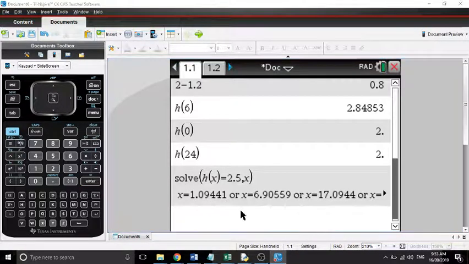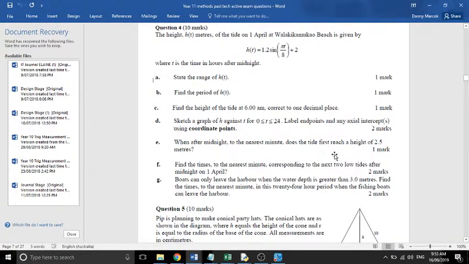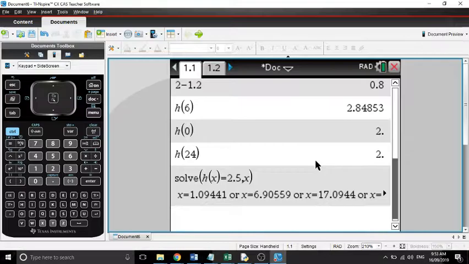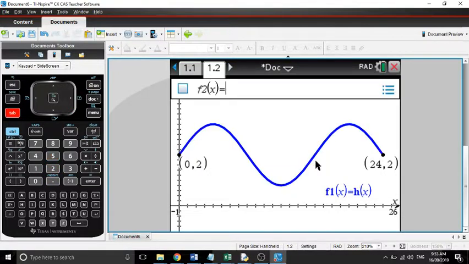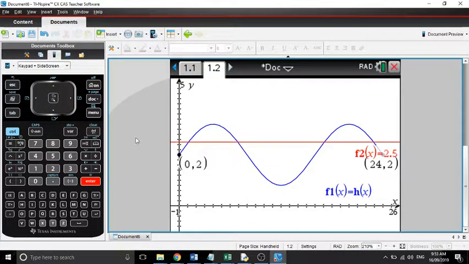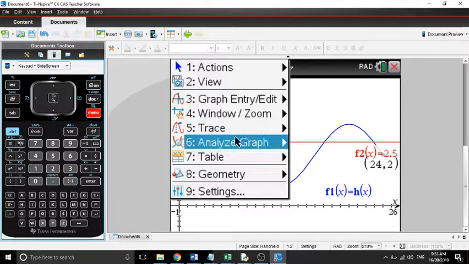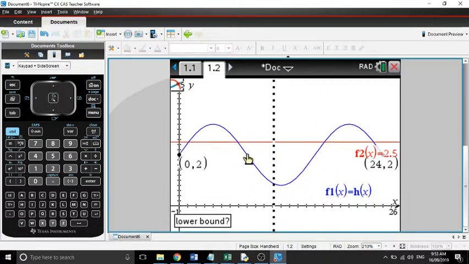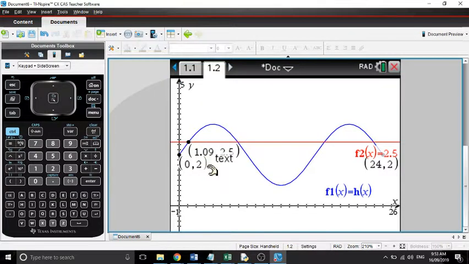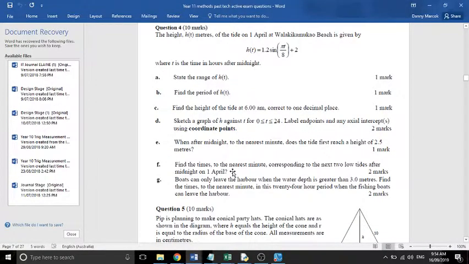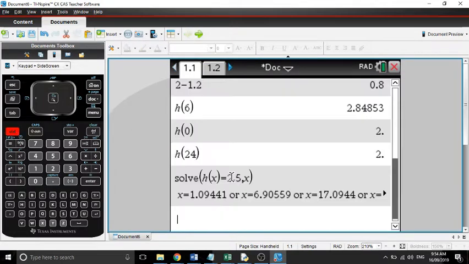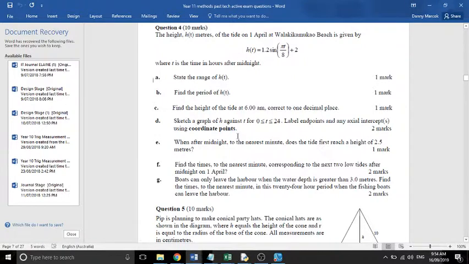We can check that as well by drawing a graph at 2.5, then menu, analyze graph, and look for the intersection between there and there, at 1.09, 2.5. Let's have a look at what we're told. When after midnight, to the nearest minute, does it first reach 2.5? It's not saying after how many hours, it's saying when.